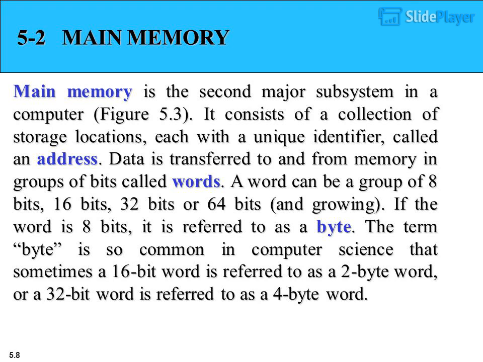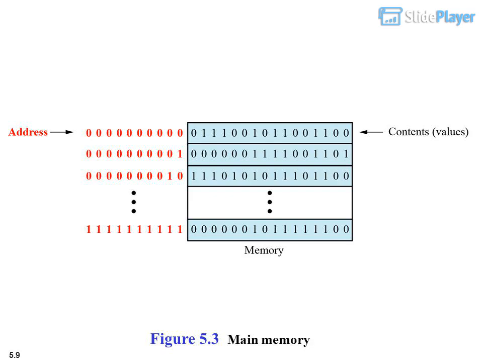Figure 5.3. It consists of a collection of storage locations, each with a unique identifier, called an address. Data is transferred to and from memory in groups of bits called words. A word can be a group of 8 bits, 16 bits, 32 bits or 64 bits, and growing. If the word is 8 bits, it is referred to as a byte. The term byte is so common in computer science that sometimes a 16-bit word is referred to as a 2-byte word, or a 32-bit word is referred to as a 4-byte word. Figure 5.3 Main memory.